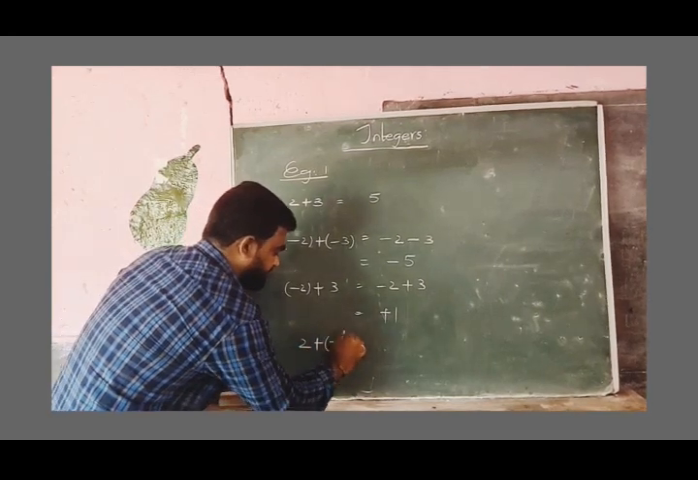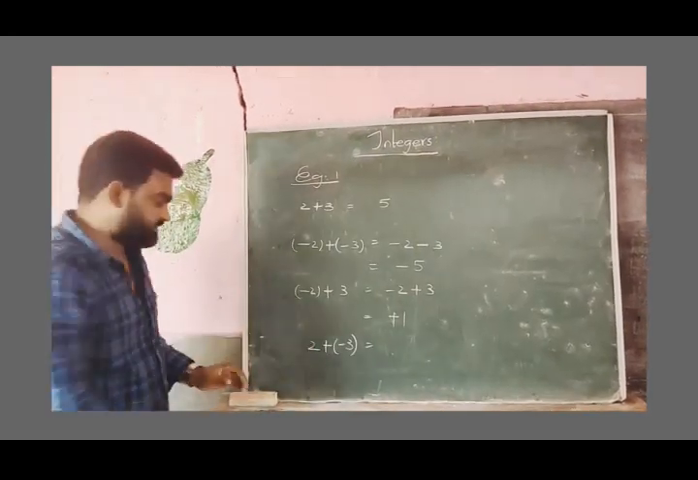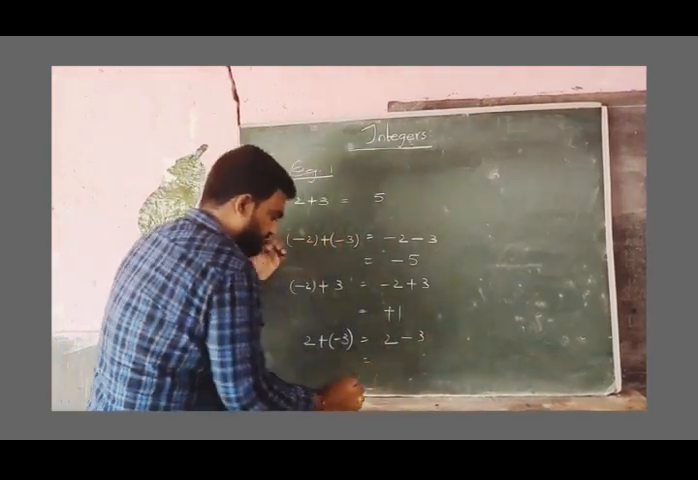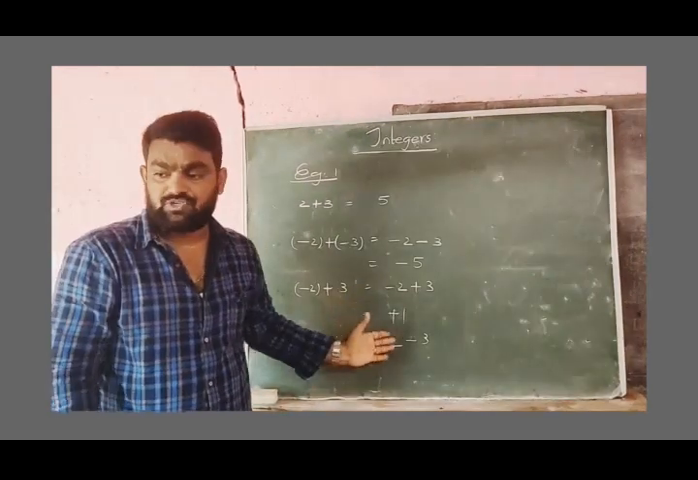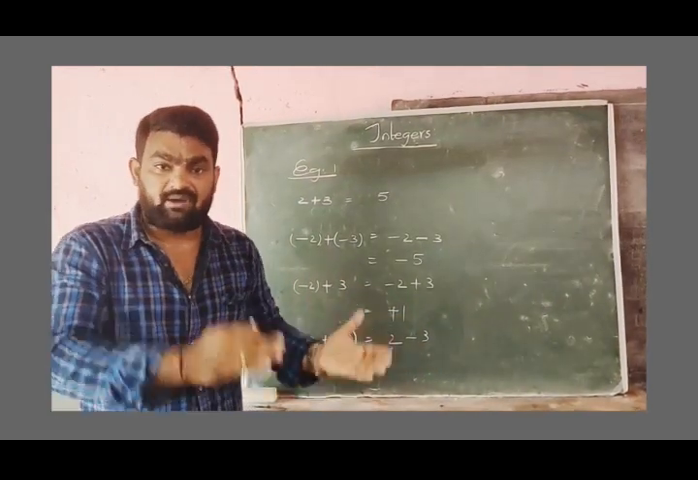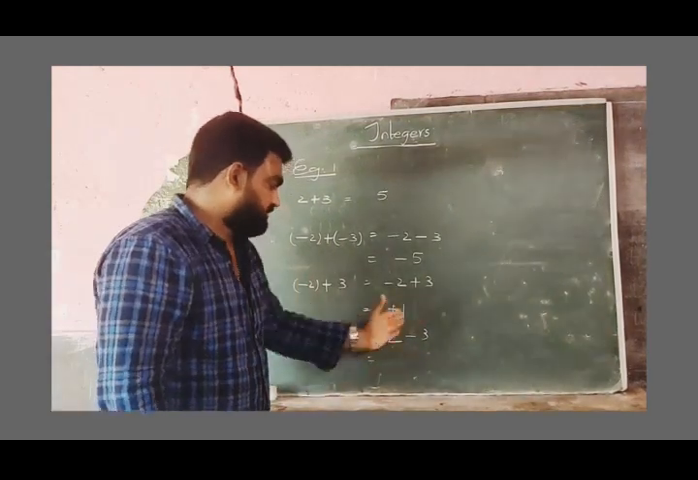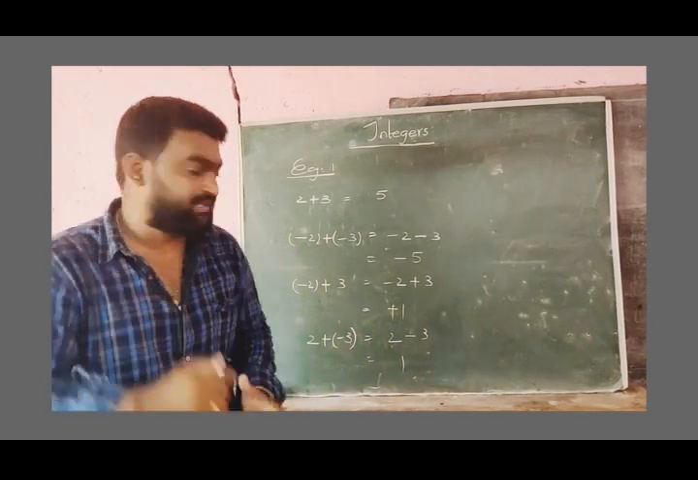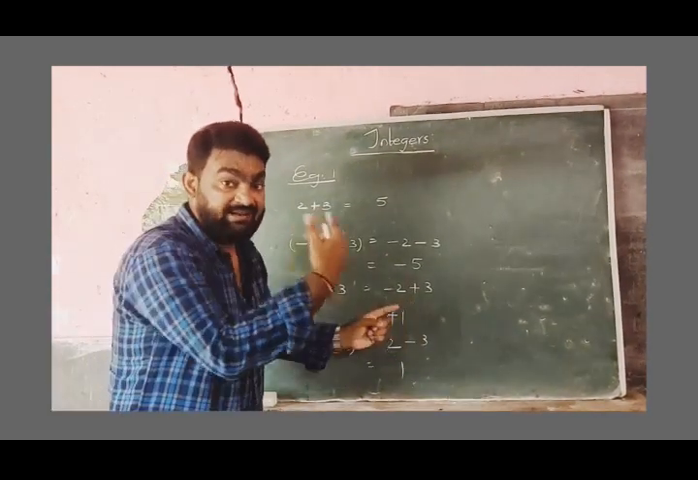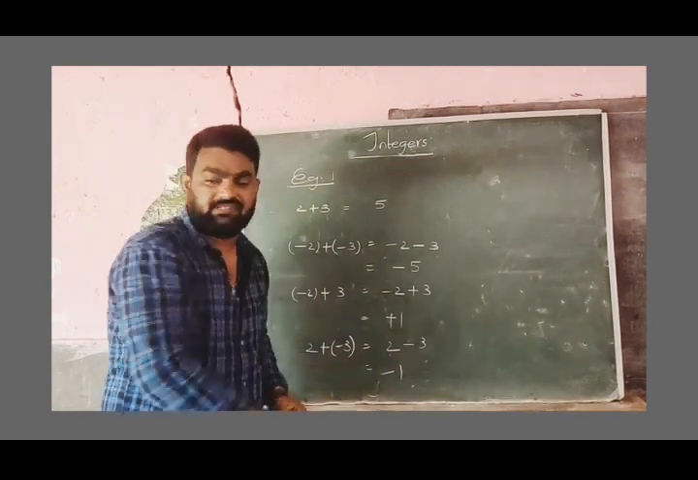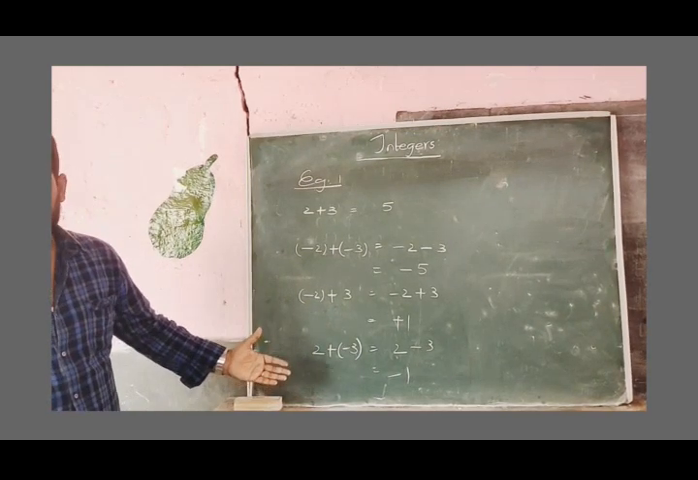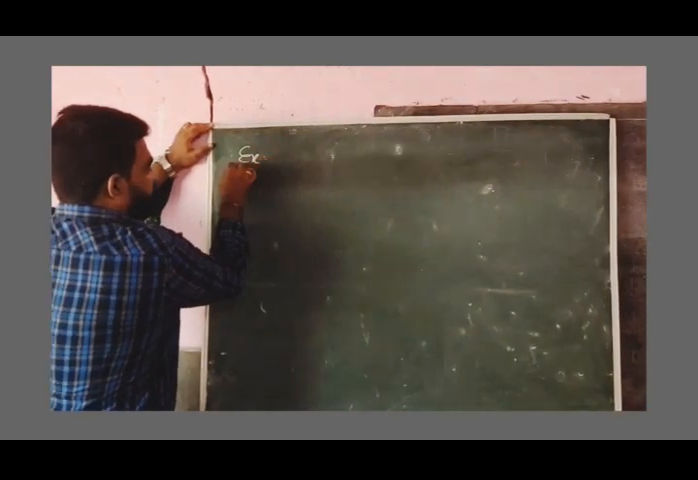Another example, 2 plus of minus 3. 2 as usual plus into minus, minus 3. And already I explained, if you have one positive and one negative, we subtract the smaller number from the greatest number. So 3 minus 2 is 1. And after that we apply the symbol that the greatest number has. Here 3 is the greatest number and 3 contains the symbol minus. So the answer will be minus 1. Clear? Continue.